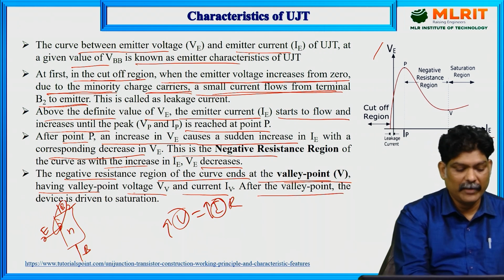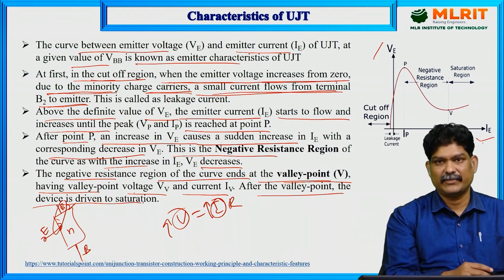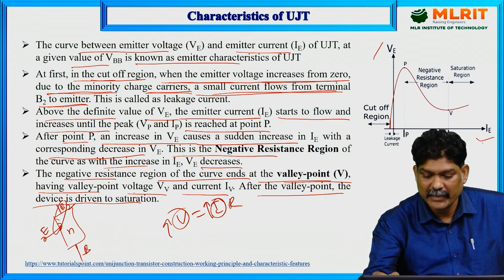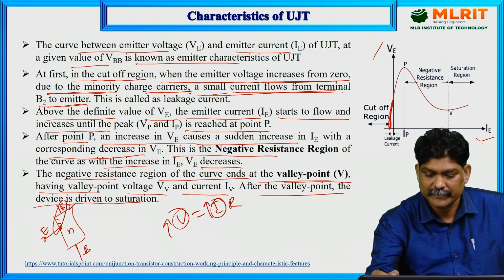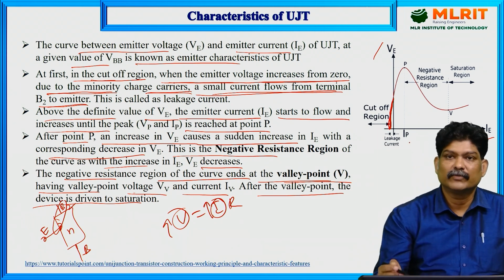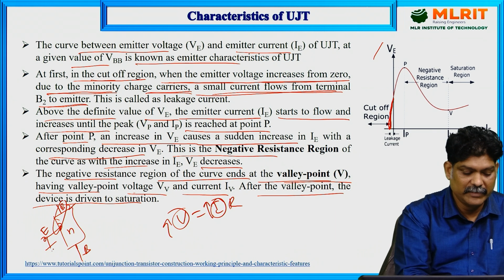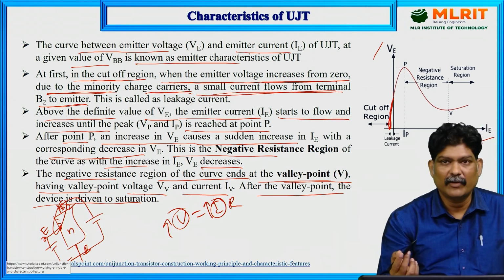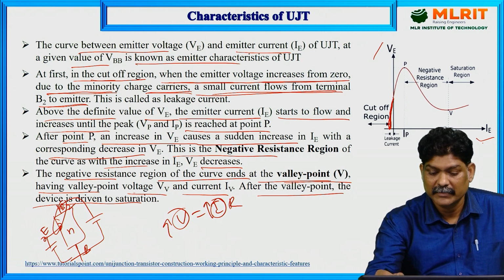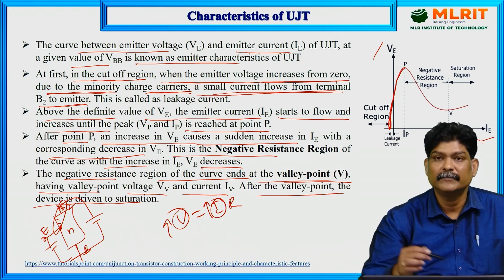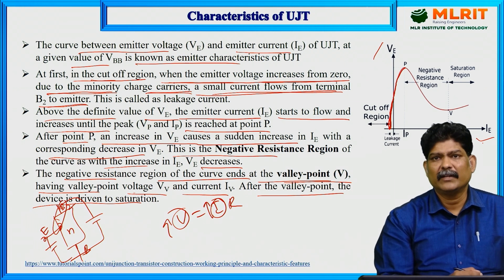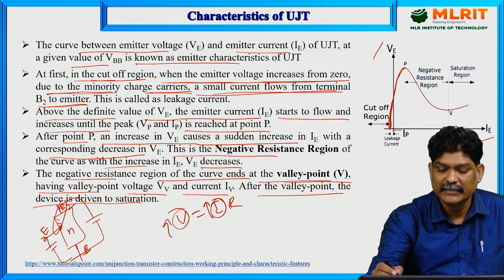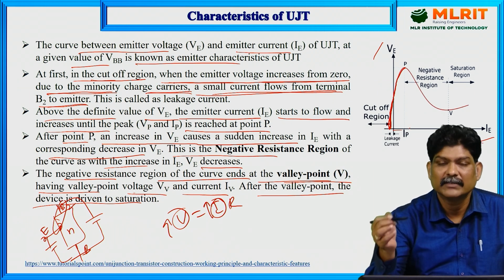After the valley point, the device is driven to saturation. You can observe here, during reverse bias there is a leakage current. This is the leakage current, this part. After that, we have applied some emitter voltage and some positive anode to cathode voltage, so forward bias takes place. From this forward bias there is a linear increase in the current corresponding to the voltage. As voltage increases, current also slightly increases.